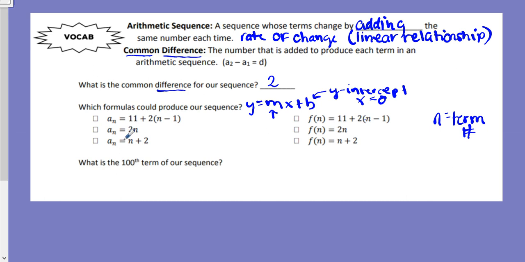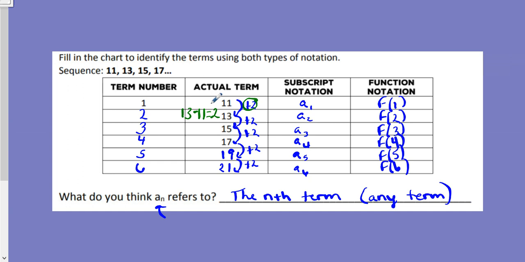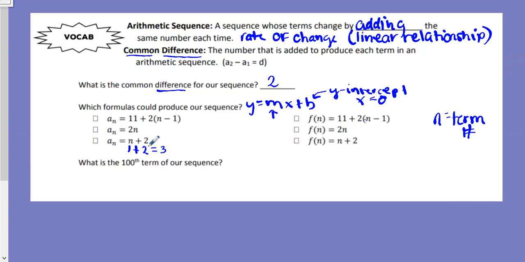And I have a_n equals n plus 2. Well, this isn't an option, because I'm not just going to add 2 one time. For example, if I use 1, my first term, 1 plus 2 gives me 3. Well, if we go back to our table, my first term is not 3, it's 11. So that does not get me my actual value. We're not just taking my term number and adding 2 to it. So that's not an option.